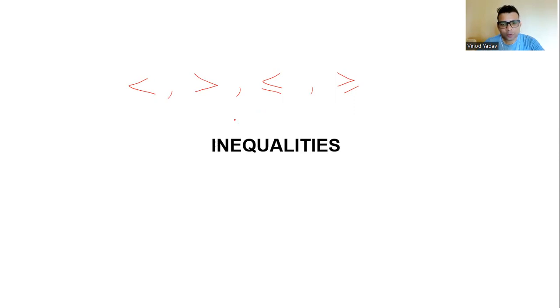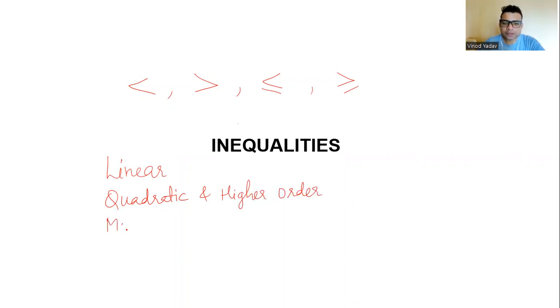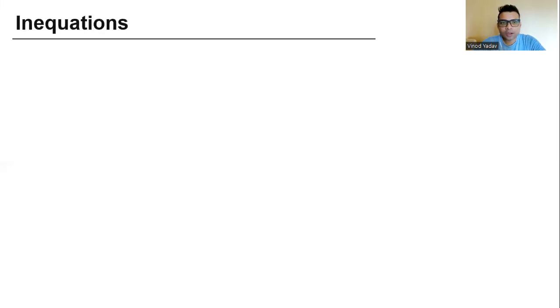We'll be studying these inequalities under linear type. Then we will see quadratic and higher order together. And later on we will take this to modulus also, inequalities involving modulus. So let us first start with linear inequalities. I hope the word linear is now very comfortable for you.